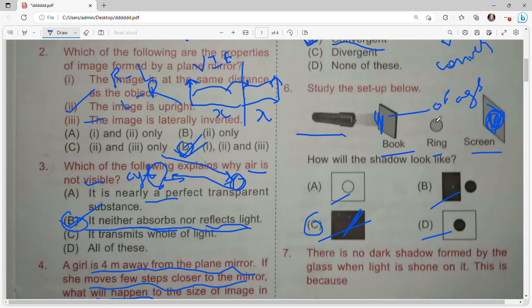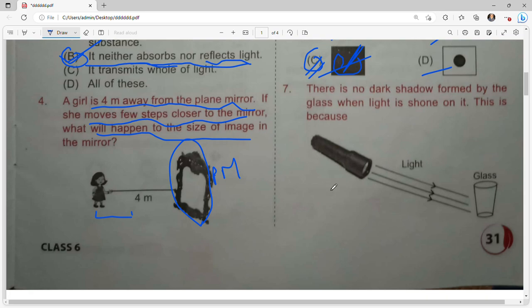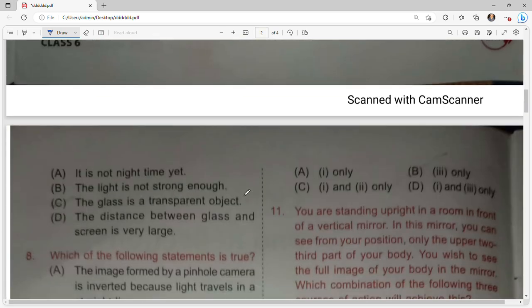This is the reason why a full black shadow is formed on the screen behind. That's why the correct answer for your question number 6 is option number C. Next is, there is no dark shadow formed by the glass when light is shown on it. This is because, let's see the option.